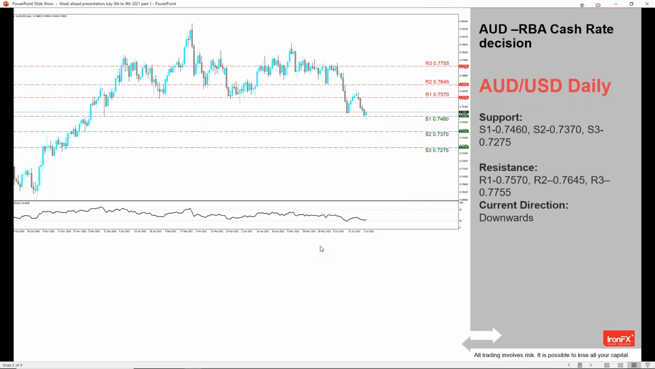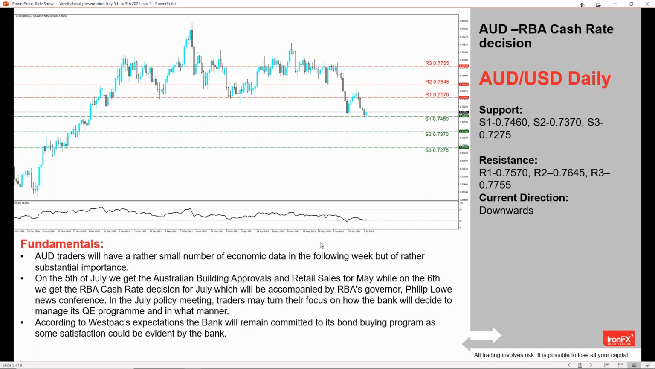We move now to the AUD, which has the star of the week, which is the RBA cash rate decision. We'll be talking about that any minute now. So AUD USD, this is the daily chart. As we can see, there was a brief touch to the S1 0.7460. This was reached also yesterday, as you can see. Today it leaned a little bit lower, but the level seems to be respected and in market's focus.